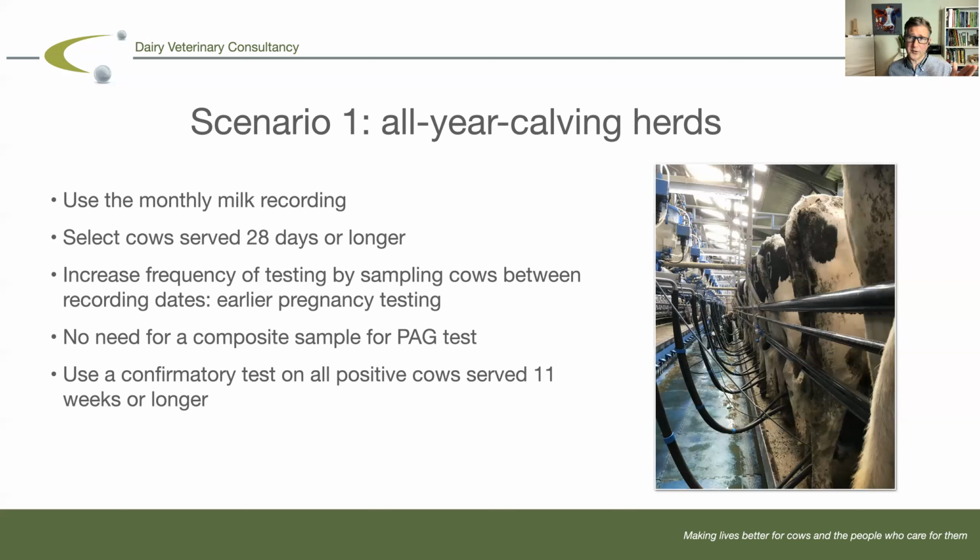You only need to do it the once, so each cow only needs one confirmatory test. You don't need to keep confirming each confirmatory test each month. So you'd be looking at cows between day 77 and day 107, that 30-day window for the confirmatory test.